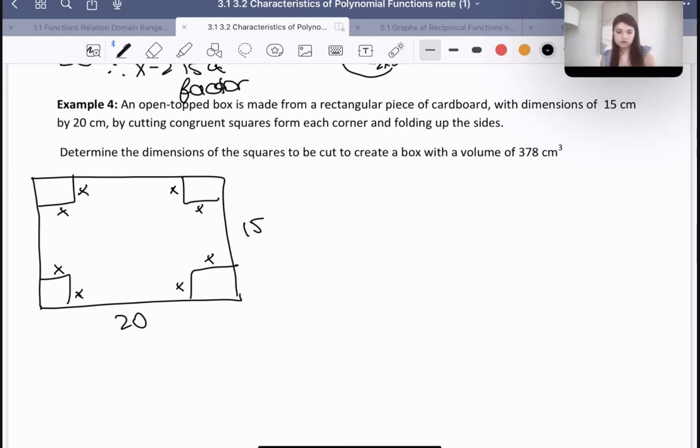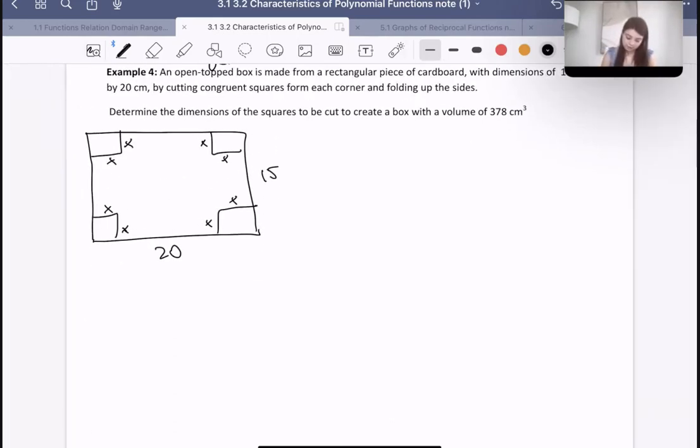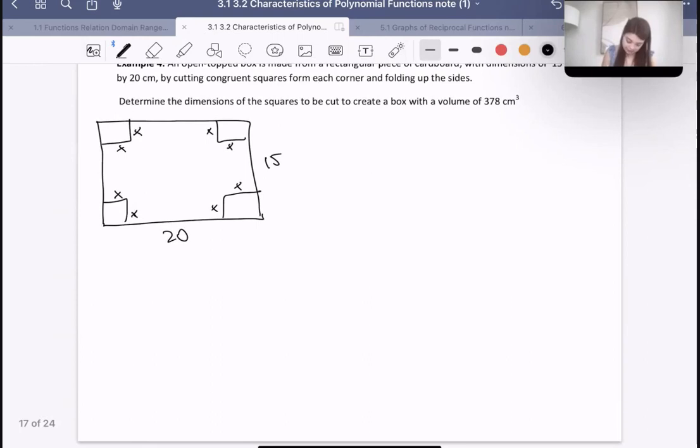Okay, so if we're going to do that, let's pretend we're now folding up our box and we now have something like this.